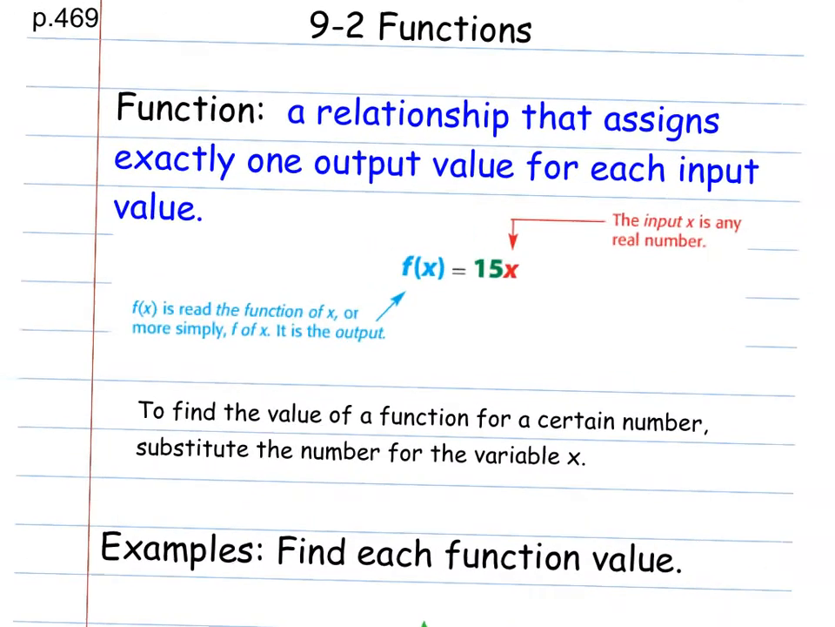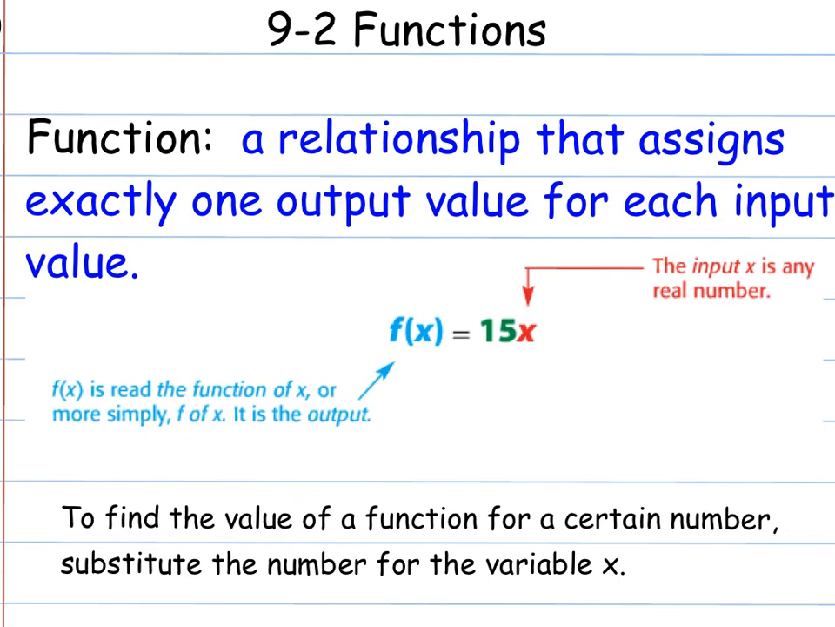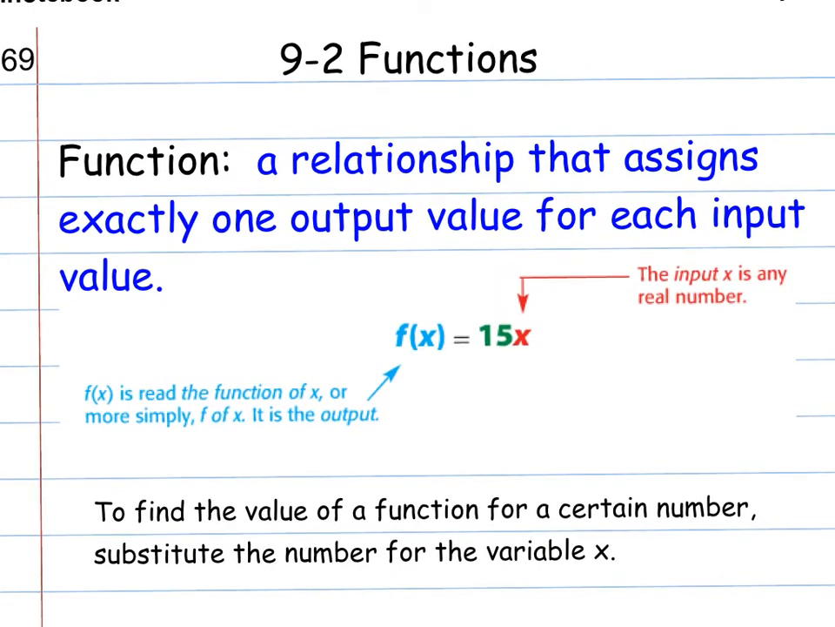Functions. 9.2 functions. A function shows a relationship that assigns exactly one output value for each input value. Output, input. If you remember, we used to coordinate that we plug in an x value, usually in an equation, and we get out a y value, usually. Today, instead of y, we're going to use this thing called f of x.